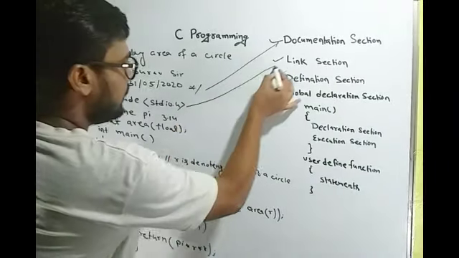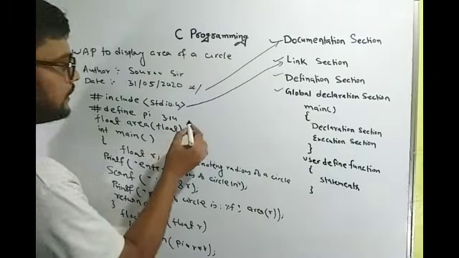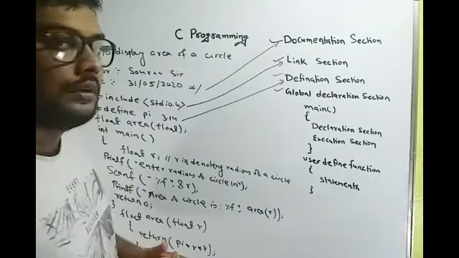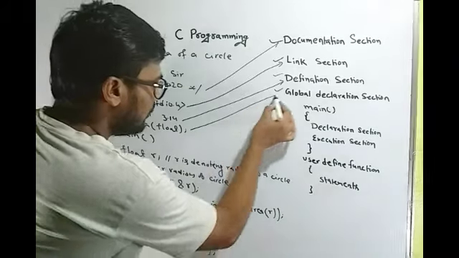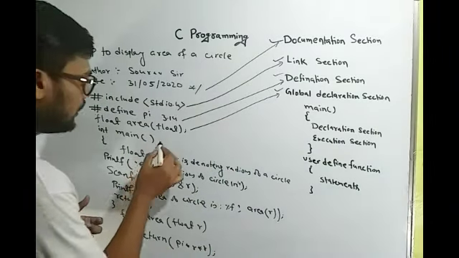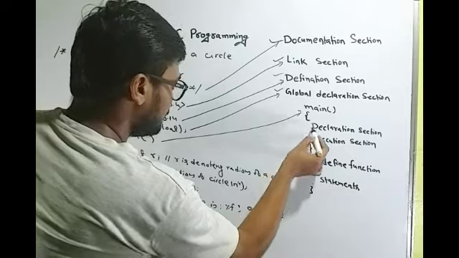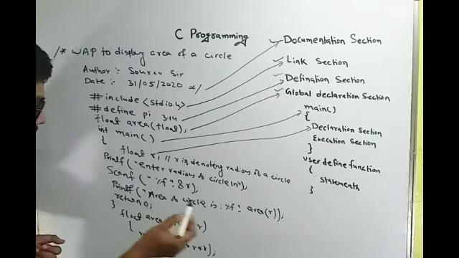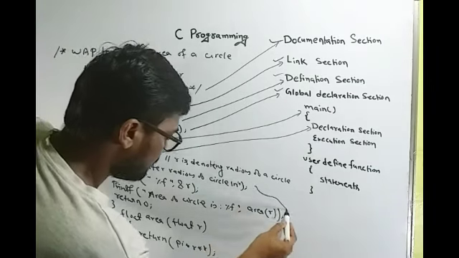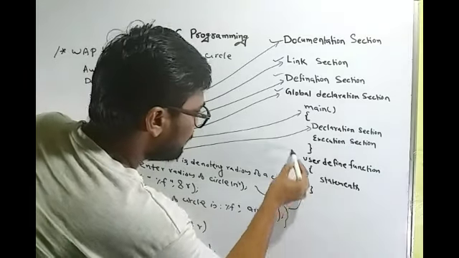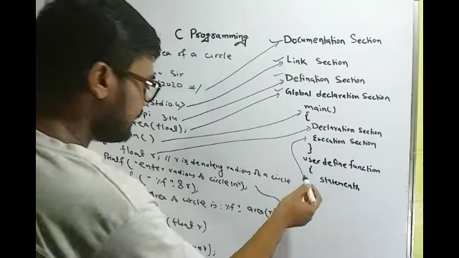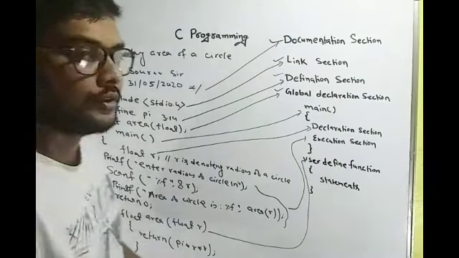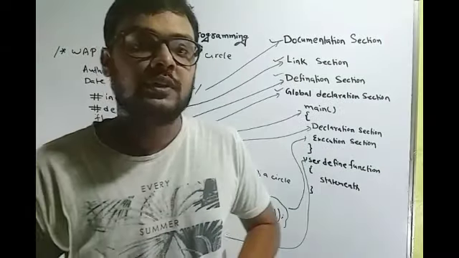That means if we include all the sections here like that, it is the documentation section. And next it is the link section, and #define is the definition section where we define the constant, and that is the global declaration. Here the prototype is used, and that is the main function. And in the declaration section, that is the declaration section. And all that part is the execution section, and next is the user defined function.